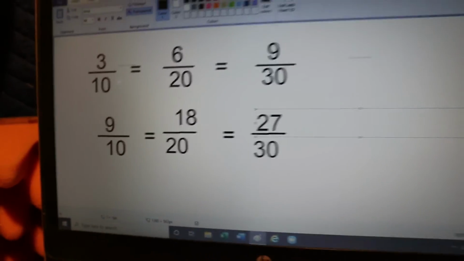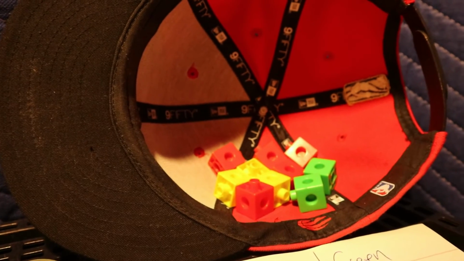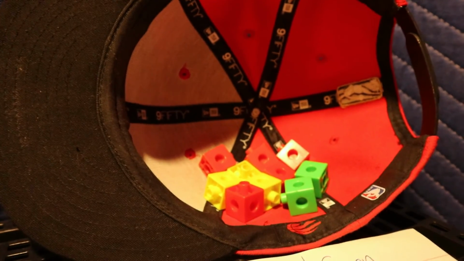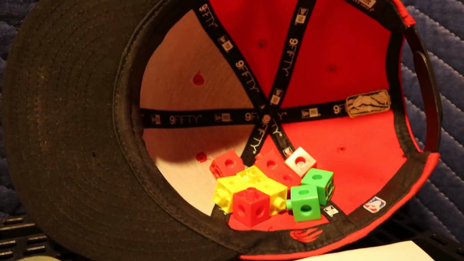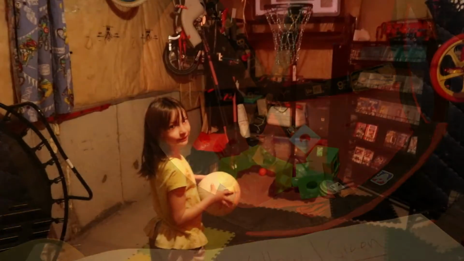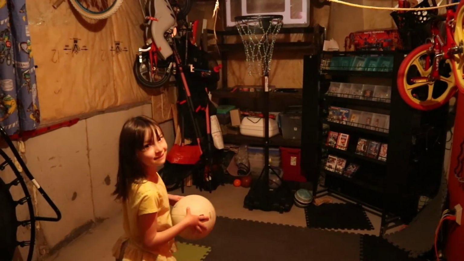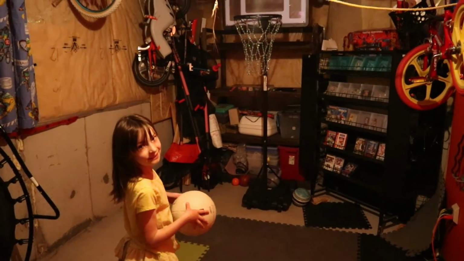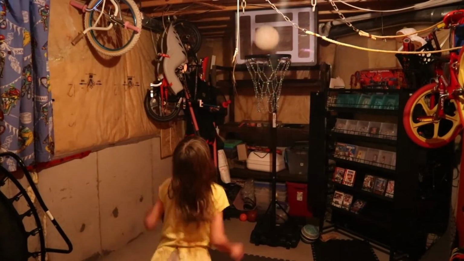All right, for the next experiment, what we're going to be doing is we're going to be using a basketball net and shooting some hoops to calculate some probabilities here, okay? All right, so we're going to go to the indoor basketball net right now. Stay tuned. Okay, for the second part of the video, we're going to see how many times Jolene can score a basket if she shoots 5 times from this spot. Okay? All right, go for it.